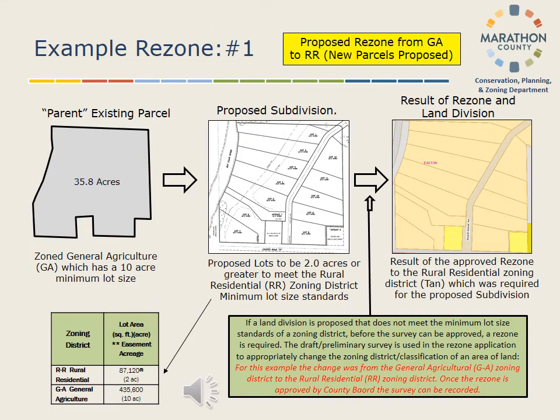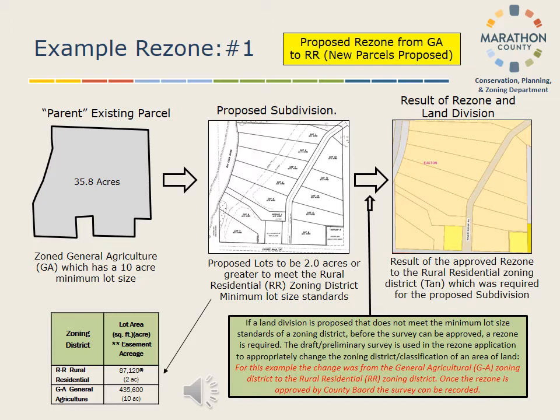Example rezone number 1. The proposed rezone is from the GA zoning district to the RR zoning district, proposing new parcels. As you can see on the top left, the parent/existing parcel is 35.8 acres and is currently zoned general agricultural. The general agricultural zoning district has a 10-acre minimum lot size. In the middle, you will see a proposed land division or subdivision for that area in question. The proposed lots are to be 2 acres or greater to meet the rural residential zoning district minimum lot size standards.